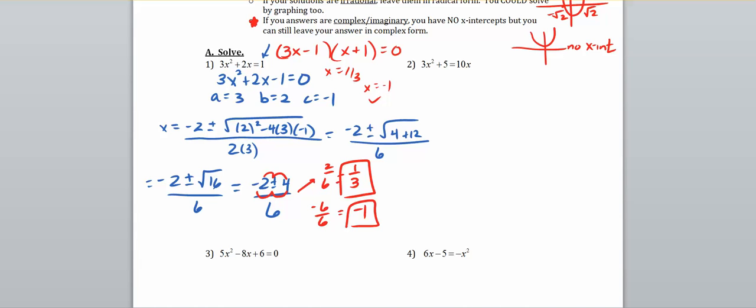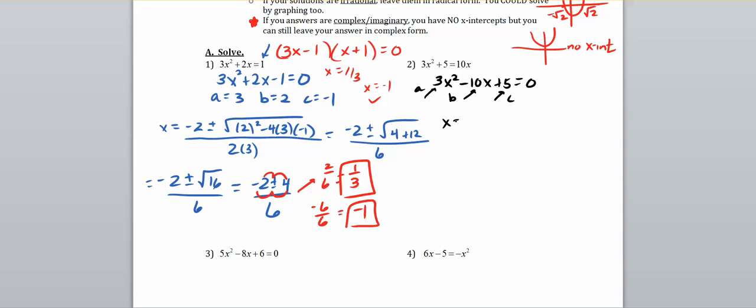So number 2, same thing, it's not in standard form. So go ahead and automatically move over that 10x. So I'm going to say 3x squared minus 10x plus 5. I'm going to put the 10x in the middle because this is like my b value. I want it to go in standard form from highest degree to lowest degree. So now I know my a is 3, my b is -10, and my c is equal to 5.